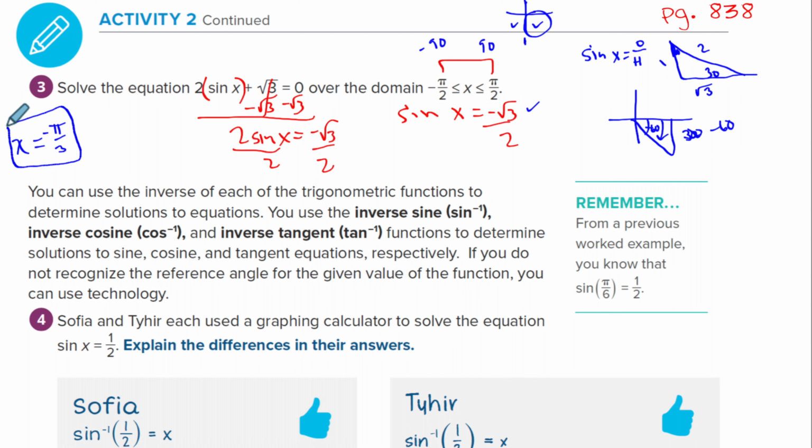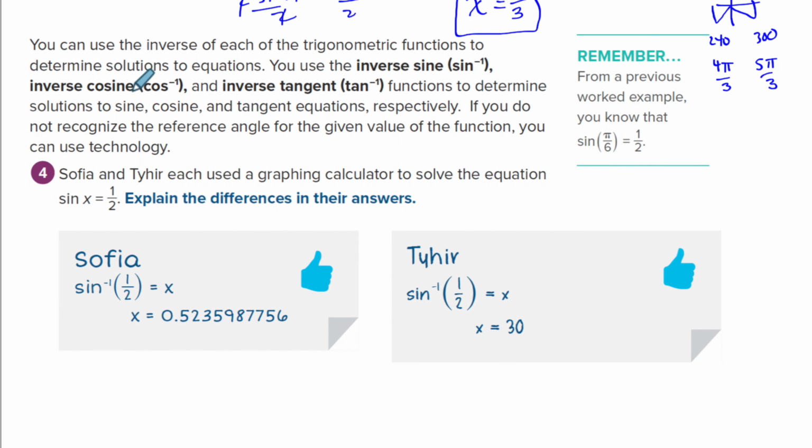Let me just review that again real quick. We solve it, we get the sine of x equals negative radical 3 over 2. We go to our special right triangle. I know that's 60 degrees. To be negative, I've got to be in quadrant 3 or quadrant 4, so it's got to be quadrant 4, because I need my answer to be between negative pi over 2 and pi over 2. And negative 60 is between negative 90 and 90. Negative 60 equals negative pi over 3. Easy enough.